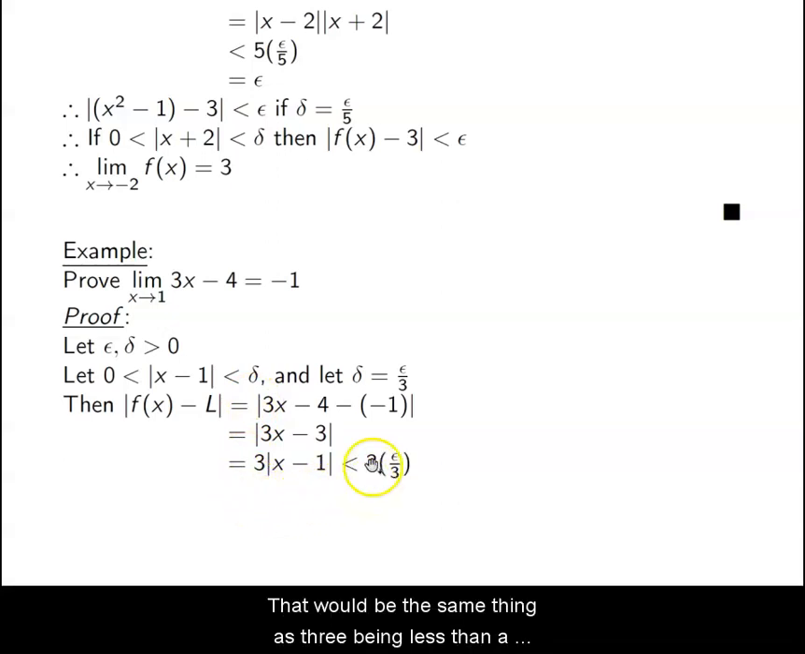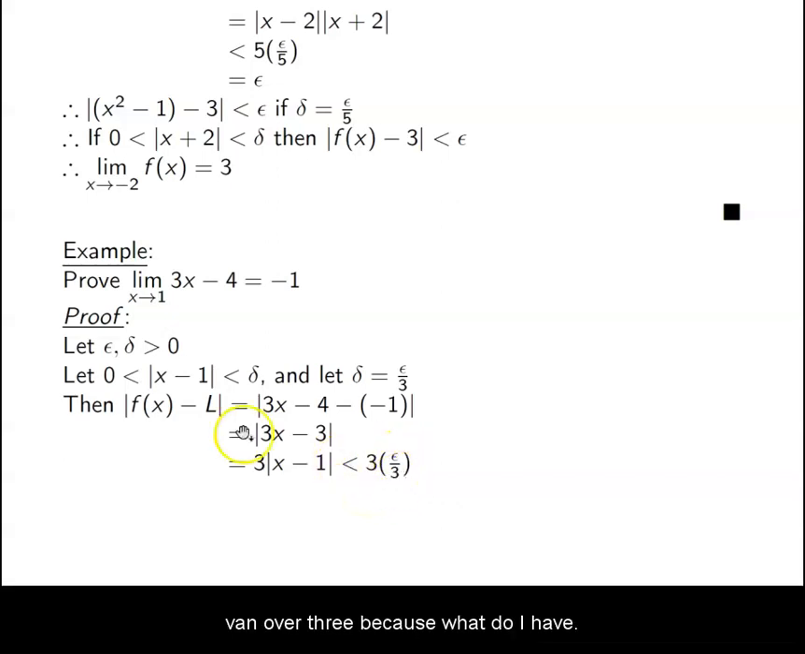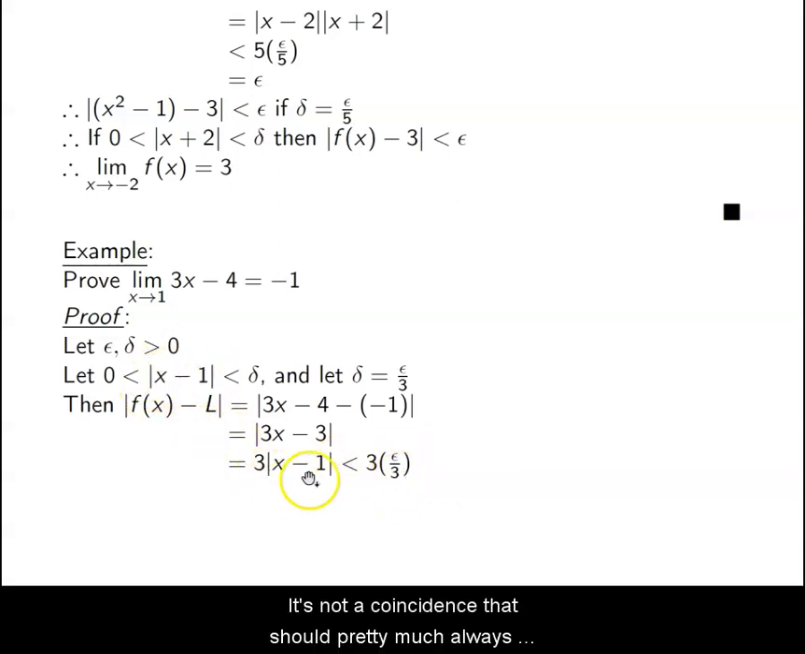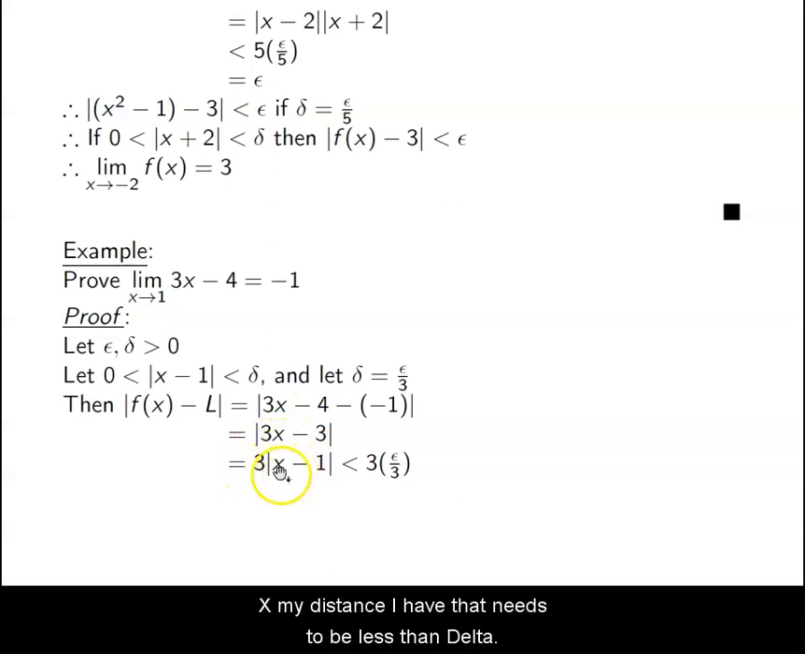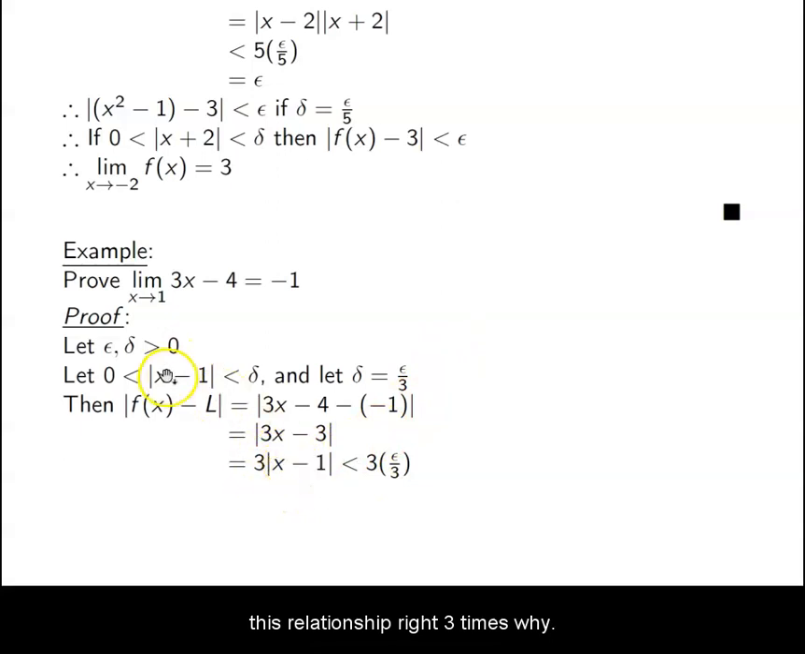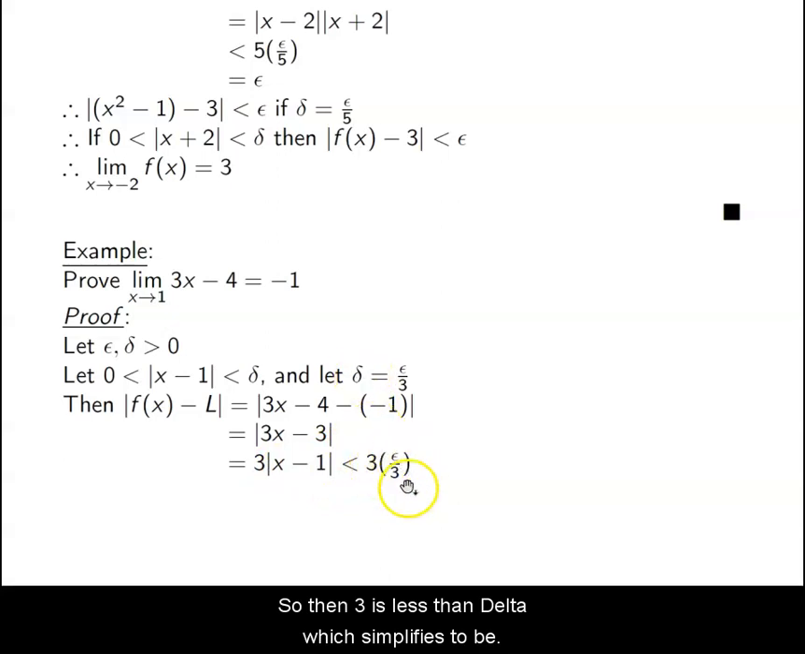That would be the same thing as 3 times |x minus 1| being less than epsilon over 3, because what do I have? x minus 1. That's not a coincidence. It should pretty much always happen that what I have here being less than delta happens when I plug in my function minus my limit, and then I simplify it. So I have 3 times my distance that needs to be less than delta. Delta is written in terms of epsilon, so that I can have this relationship, right? 3 times my thing that's less than delta. So then 3 times delta simplifies to be epsilon.